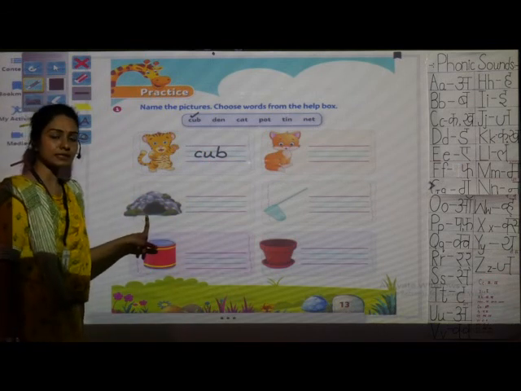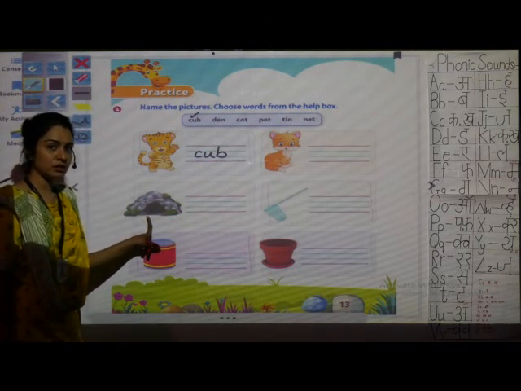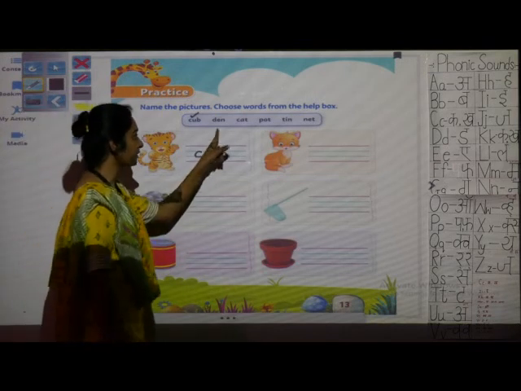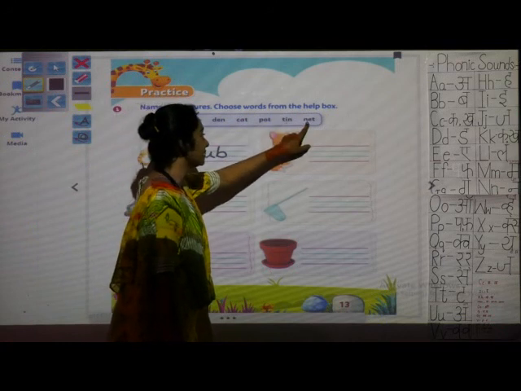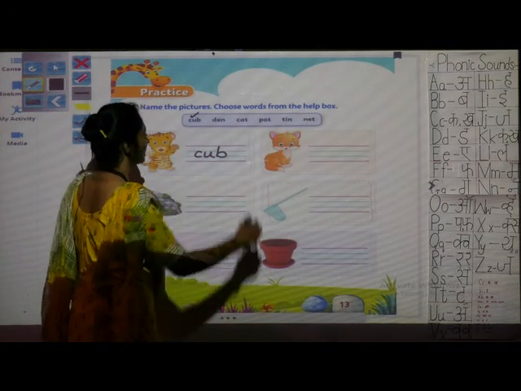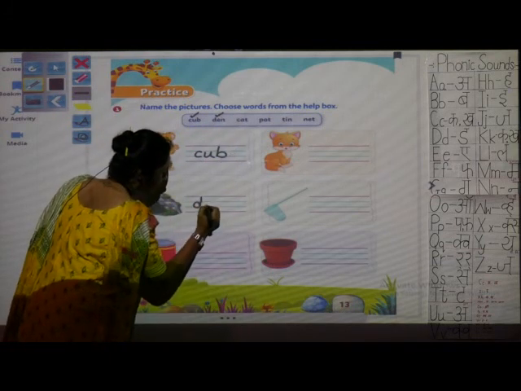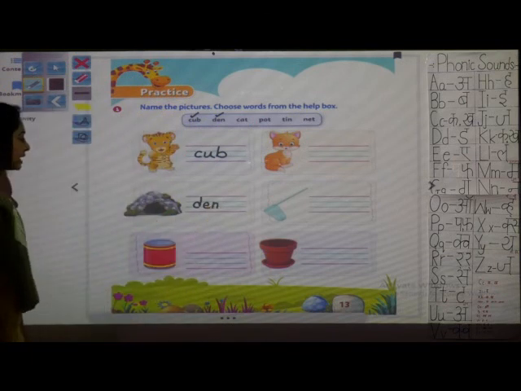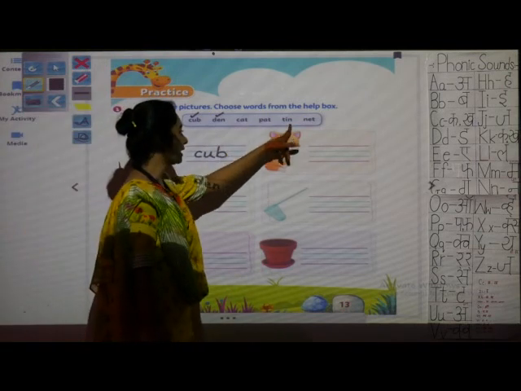Which picture is this? Is this its igloo? Then the lion lives in a den. So what is the spelling of den? C-A-T cat, P-O-T pot, T-I-N tin, N-E-T net, and this one is, yes, D-E-N den. So mark here and write here. Say D-E-N den, D-E-N den. Next, cat, pot, tin, net.